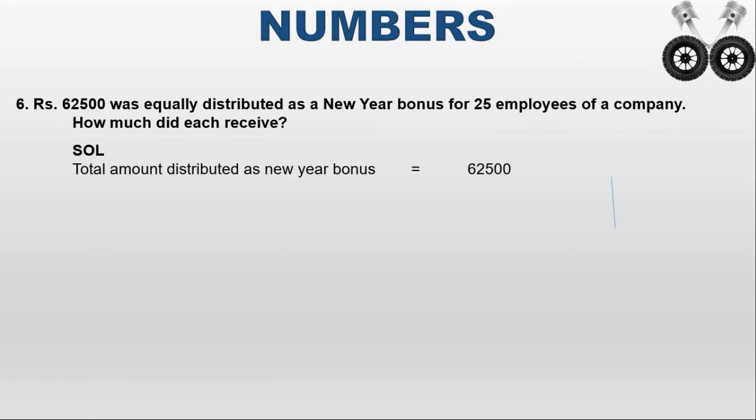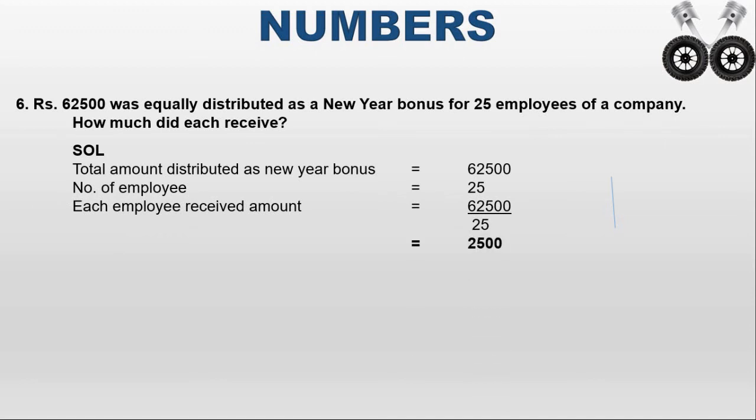Okay, total amount distributed as New Year bonus equals 62,500. Number of employees, how many employees are there in the company? 25. So that means each employee received an amount equal to 62,500 divided by 25. The answer is 2,500. Okay, so what is the next question?